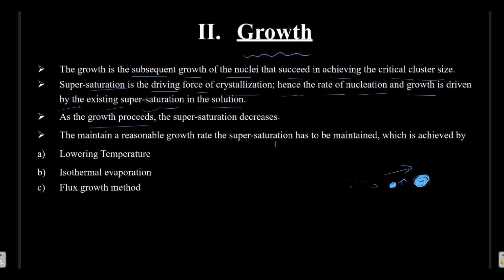To maintain a reasonable growth rate, the supersaturation has to be maintained at all cost to maintain a reasonable growth rate of the crystal. Now, the methods that can be used to maintain a reasonable growth or supersaturation are lowering temperature, isothermal evaporation, and flux growth method.